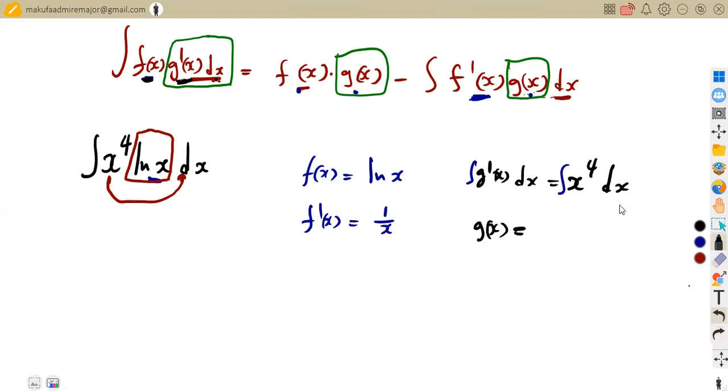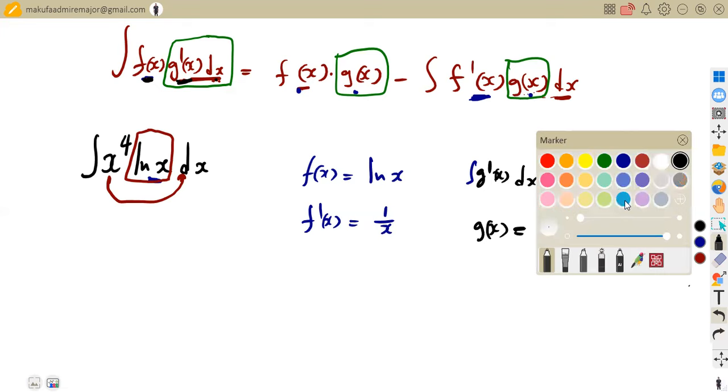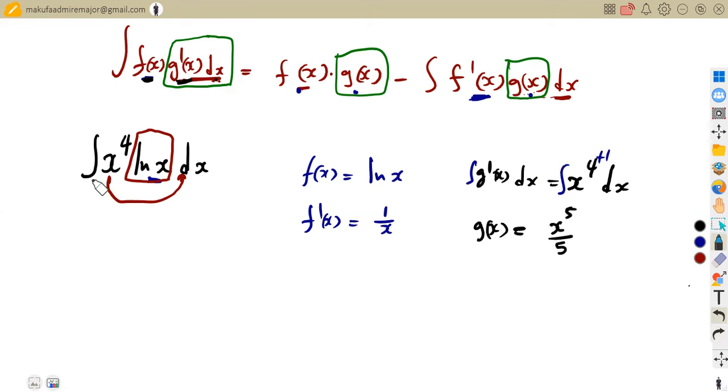So gx is going to be, remember, integral, we add 1. There we are going to have x to the exponent of 5. We divide by that new exponent, which is 5. All right. So here there's no need for us to even write our constant of integration. So now we are back to this integral that we are given.